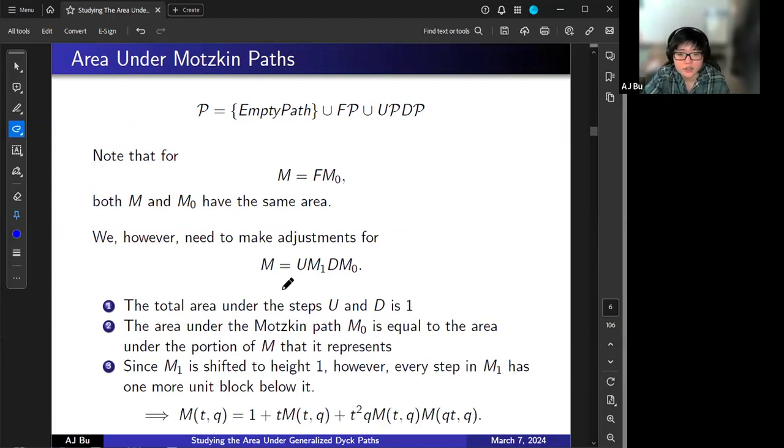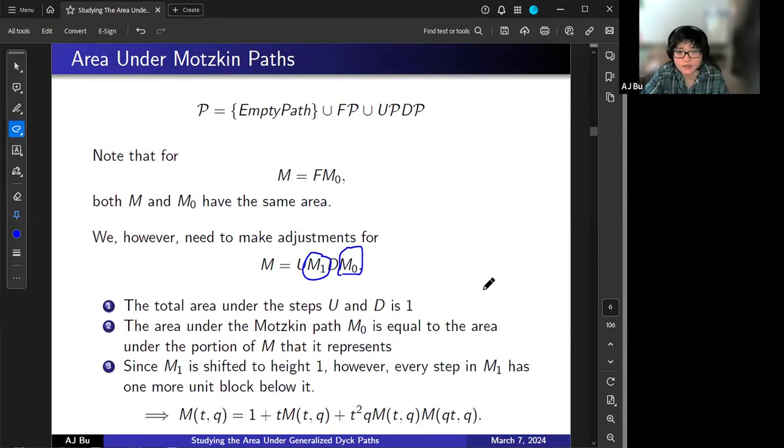Okay, so to adjust for that, what we're going to have is M of T, Q is equal to 1, so that's the weight of the empty path, plus T M of T, Q, so that's for FP, because there's no adjustments to area, plus T squared Q, so that's the up and down step is 2 steps, so that gives us T squared, and the total area underneath is 1, so that gives us Q, times M of T, Q, so that's for the area under all the possible M sub 0s, times M of Q T, Q, so that's going to be the area under all of the possible M sub 1s.